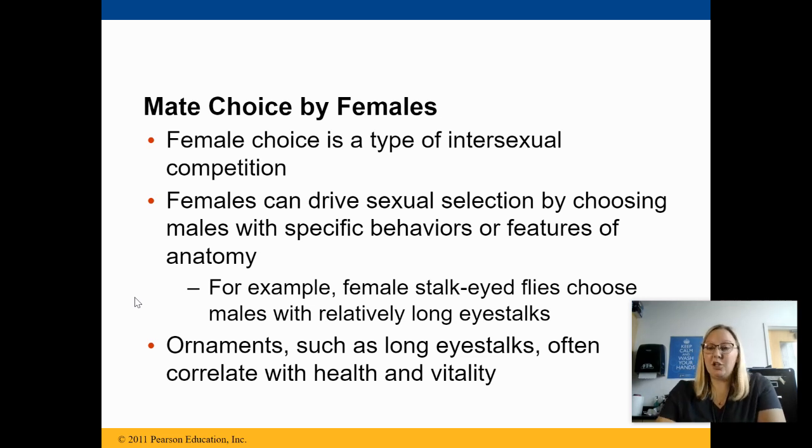That leads us to mate choice by females. Female choice is one type of intersexual selection. Females can drive sexual selection by being choosy about the males they mate with because of specific behaviors or features of anatomy. For example, female stalk-eyed flies choose males with long eyestalks.